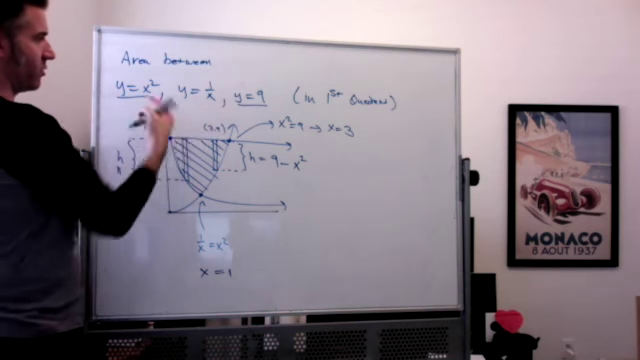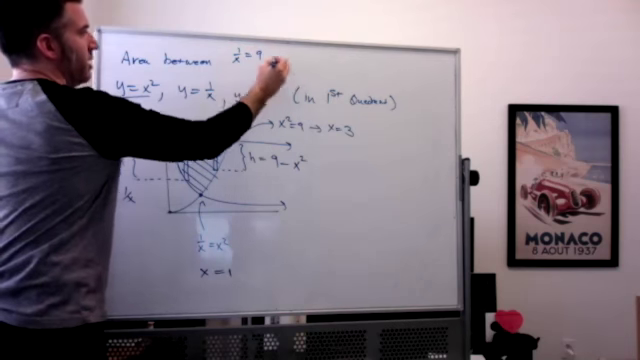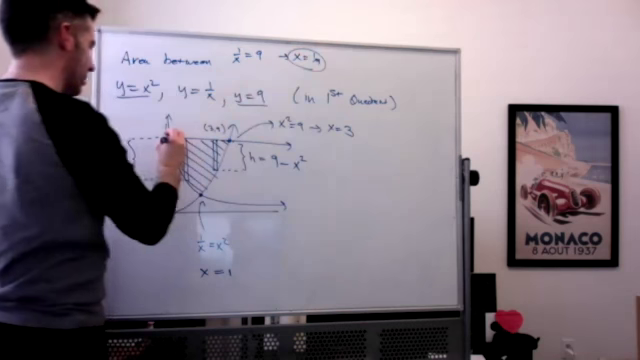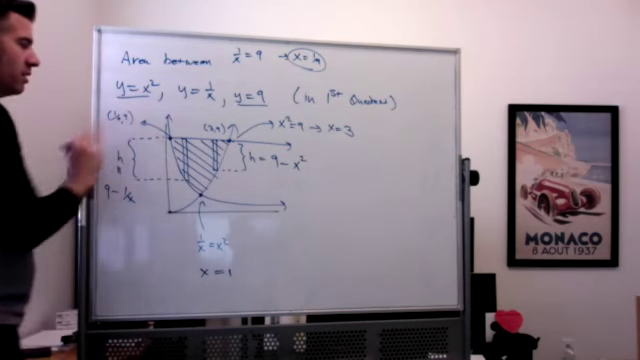If we set 9 equal to 1 over x, so 1 over x equal to 9, then x is going to be 1/9. So that point there is 1/9 comma 9.